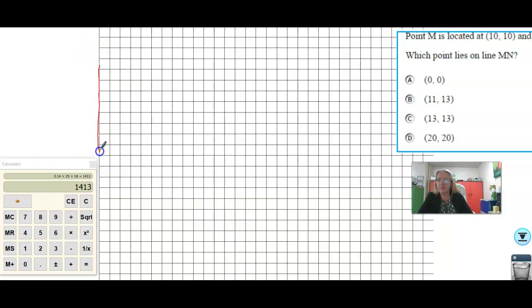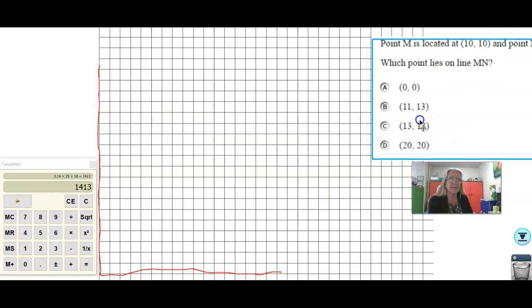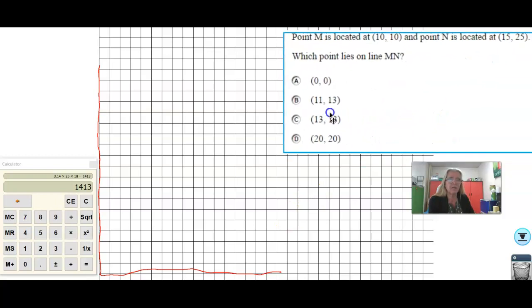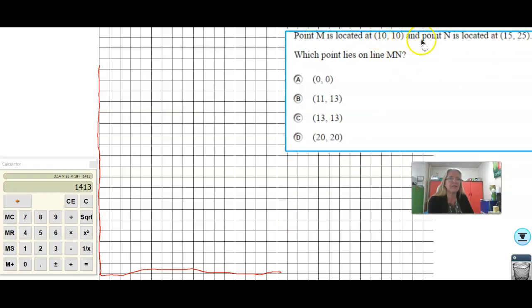Now, I think my first instinct on this problem would be to see if I could obviously eliminate any of these. Just by kind of guesstimating. We have a point at (10, 10) and a point at (15, 25). You want to do these by fives? That would help, huh?